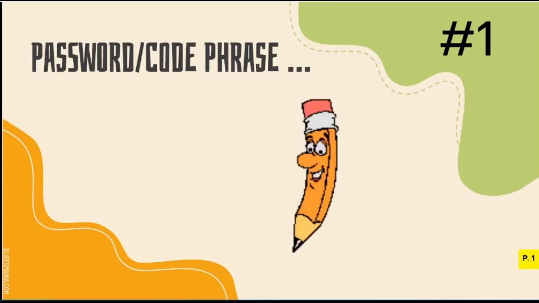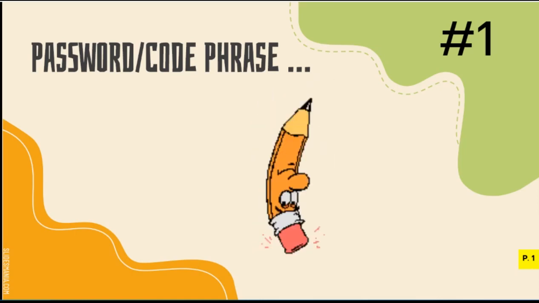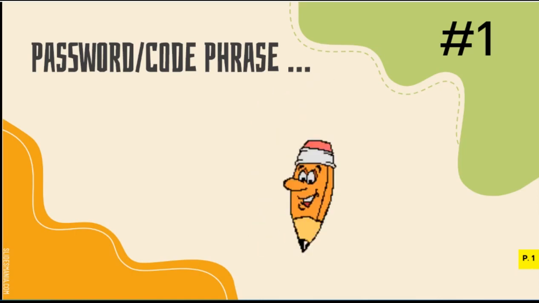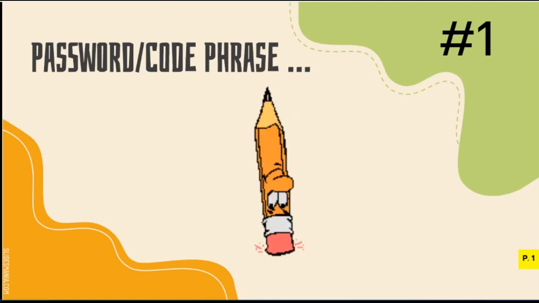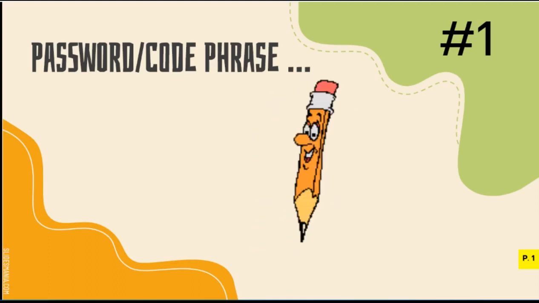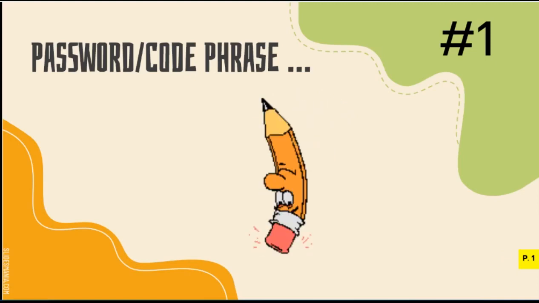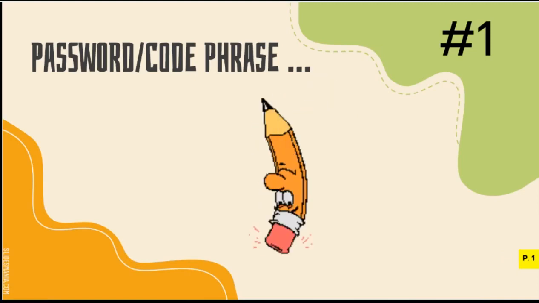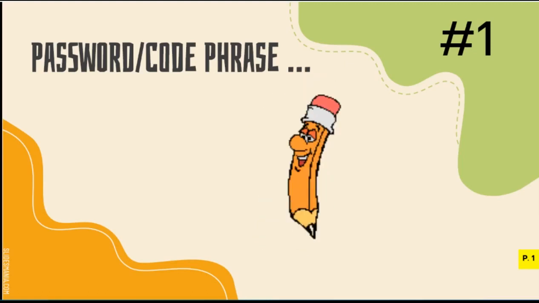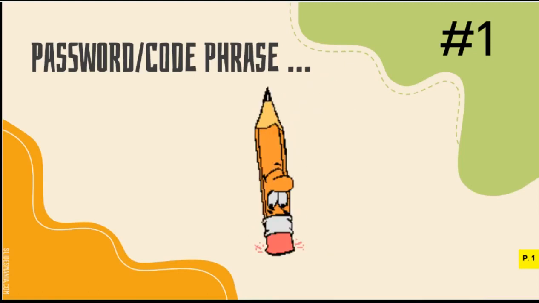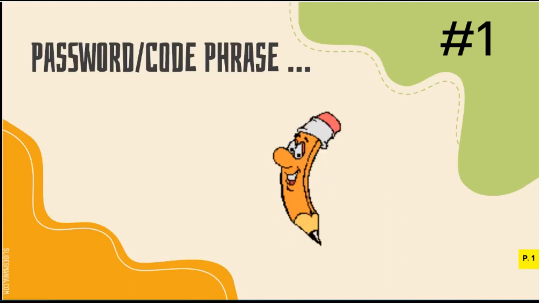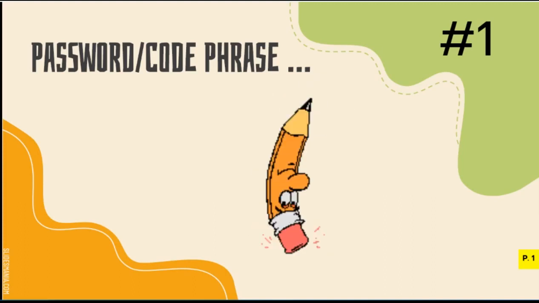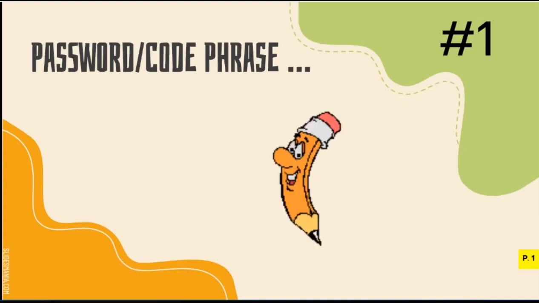Time for the first password or code phrase. The first password or code phrase is feedback to close the gap. So go to page 1, write that down. Feedback to close the gap. That information is going to be needed when you use the certificate link to access your certificate today.